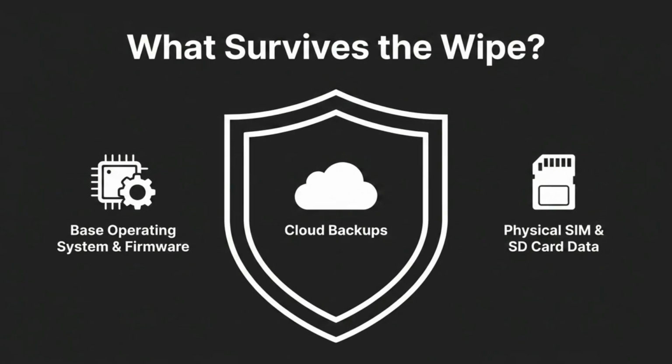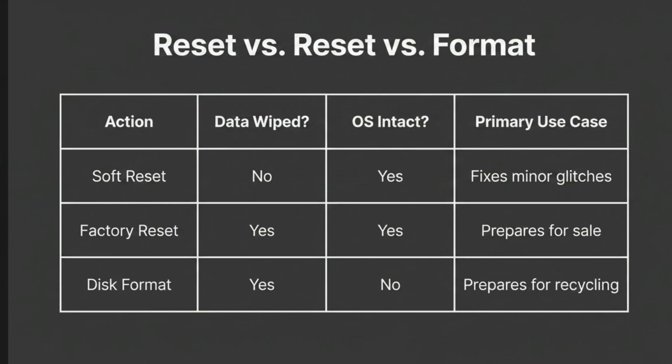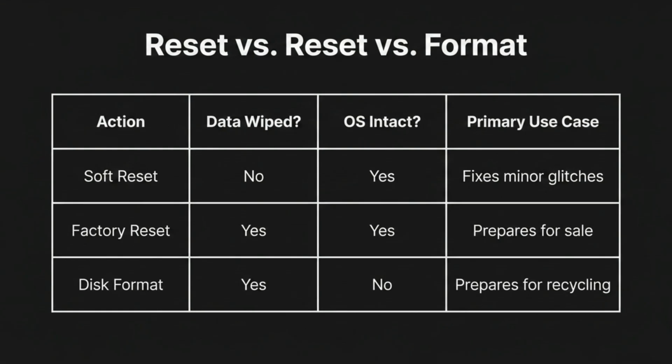However, some things survive the wipe. The base operating system and firmware remain intact, along with any cloud backups or data stored on physical SIM or SD cards. It's important to distinguish between these actions. A soft reset fixes glitches without wiping data. A factory reset wipes user data while keeping the system, and a full disk format clears everything, including the OS.